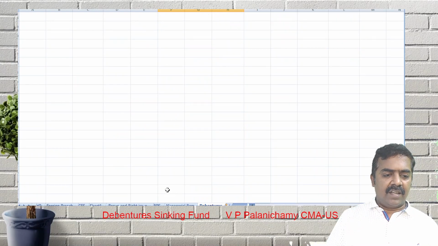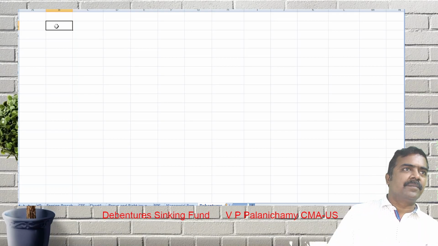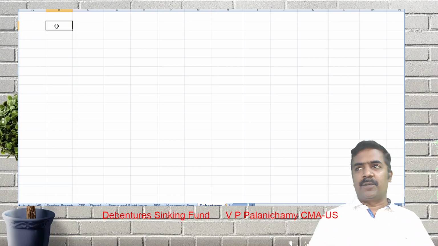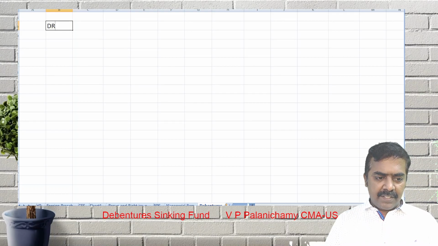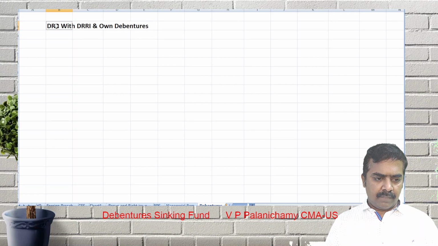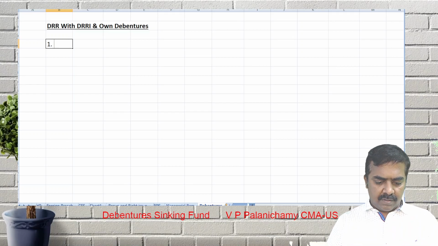We'll see. Start. Separate heading. Mark it as one of the most important concepts for the exam. Take it up: debenture redemption reserve with the debenture redemption reserve investment and own debentures. Take up point by point. Start. Point number 1.